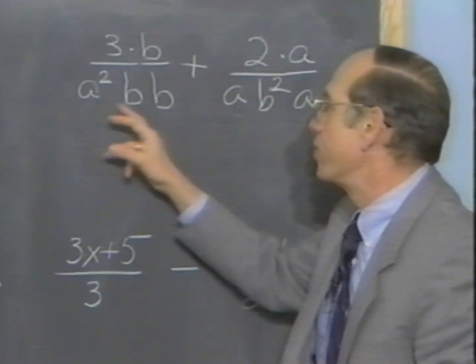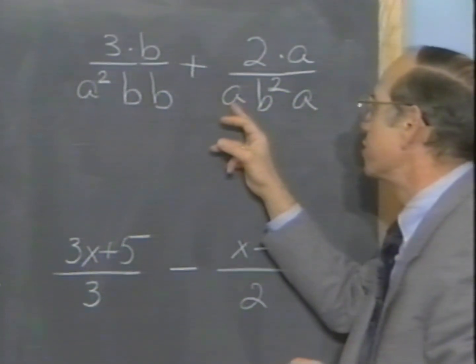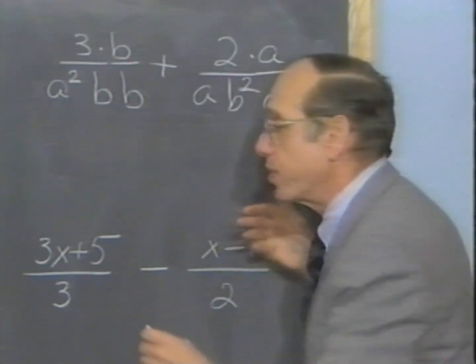Doesn't look it. This is a squared b times b. That's a squared b squared. This is a b squared times a. That's also a squared b squared.